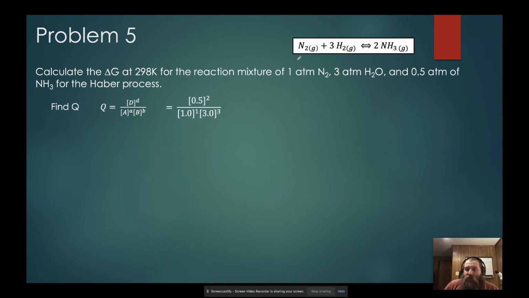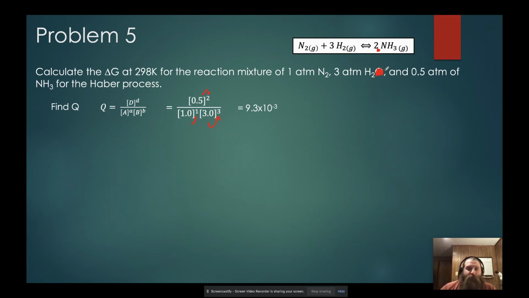I take their concentrations, so the amount of gas that's there, in this case the pressures: 1 atmosphere on the bottom to the 1 power, 3 atmospheres to the 3rd power, because there's 3 hydrogens. And I just realized, wait, what's going on here? That should not be H2O, that's a typo. I'll fix that. Anyway, 3 to the 3rd power for hydrogen, and obviously 0.5 to the 2 because that goes to ammonia. When I plug this in, I'm going to get a Q value of 9.3 times 10 to the negative third.